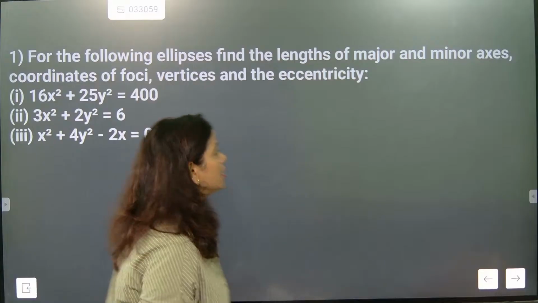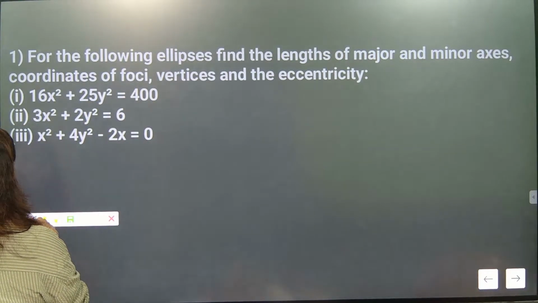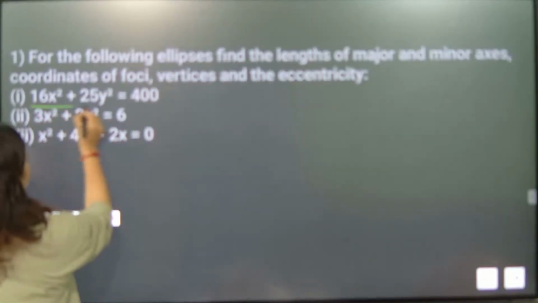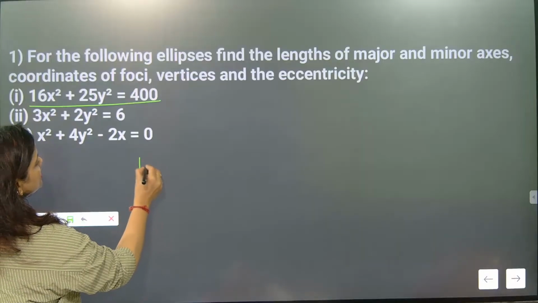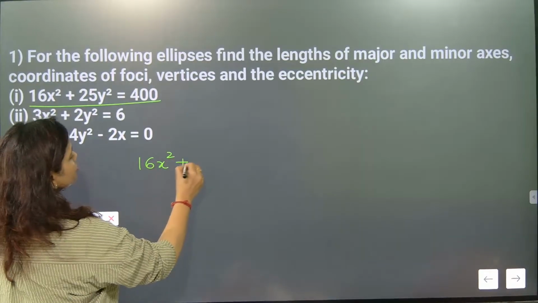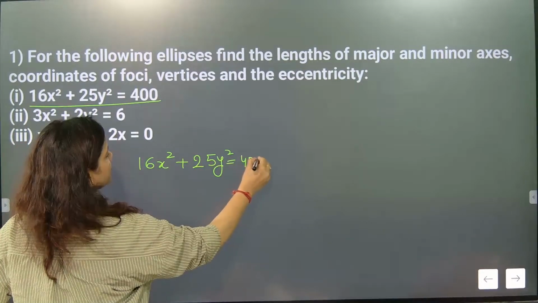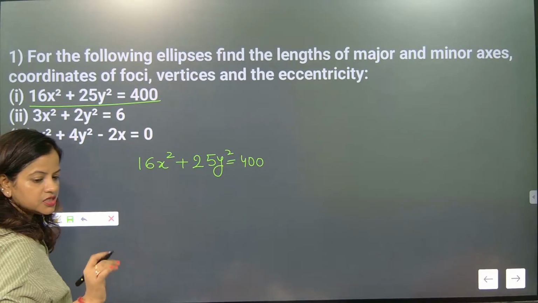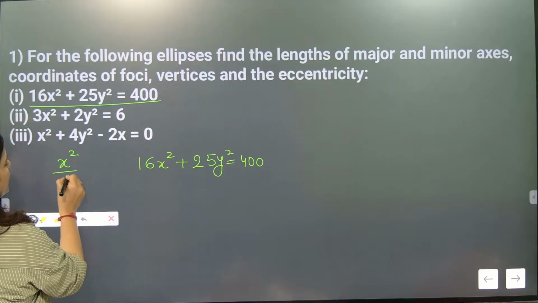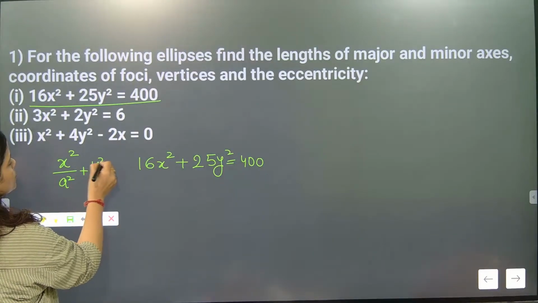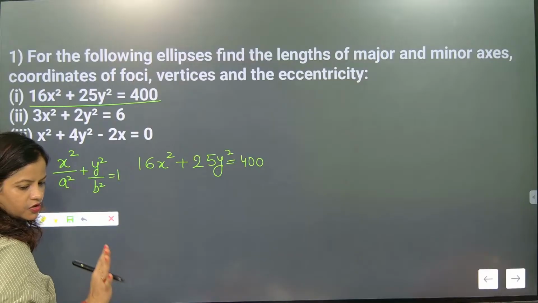Our first question is this one. Everyone, please start noting it down. What is the question? 16x square plus 25y square is equal to 400 is given. So first, according to the standard equation of ellipse, our standard equation is x square by a square plus y square by b square is equal to 1. This is the standard equation of the ellipse.